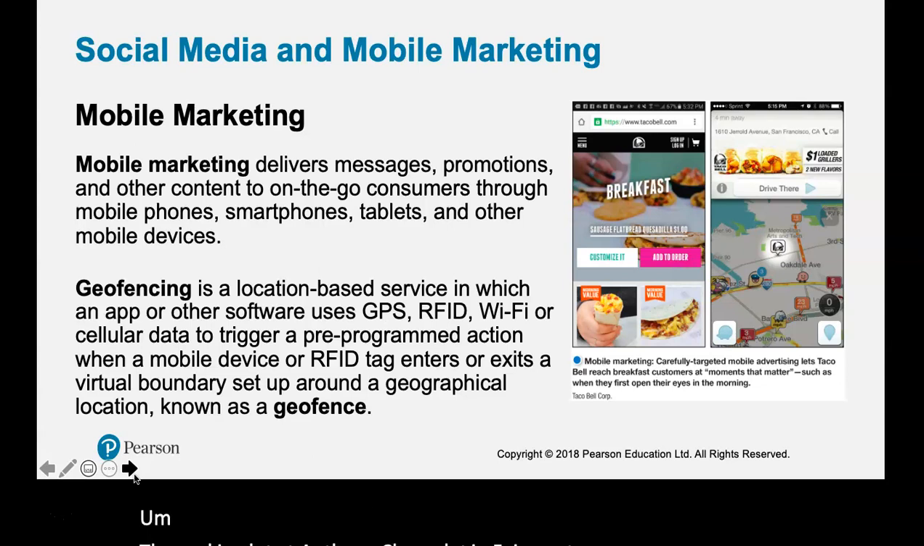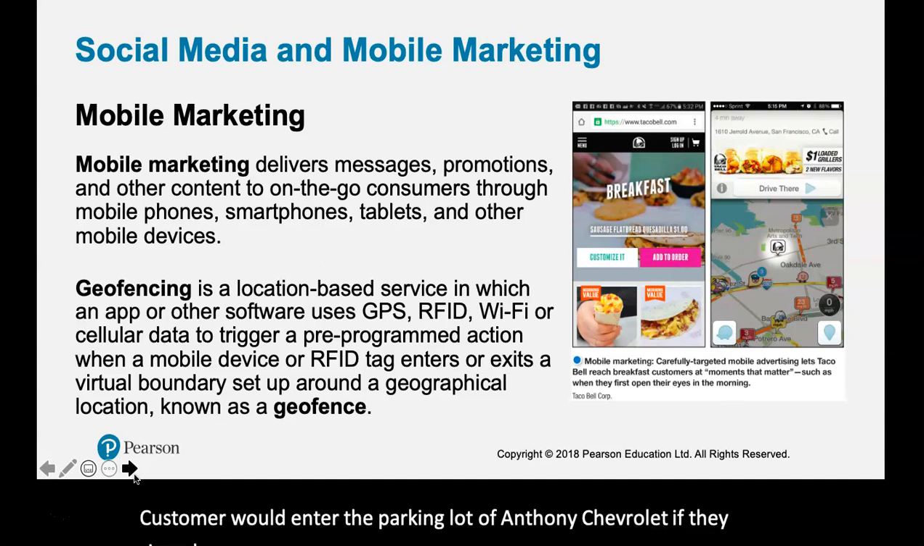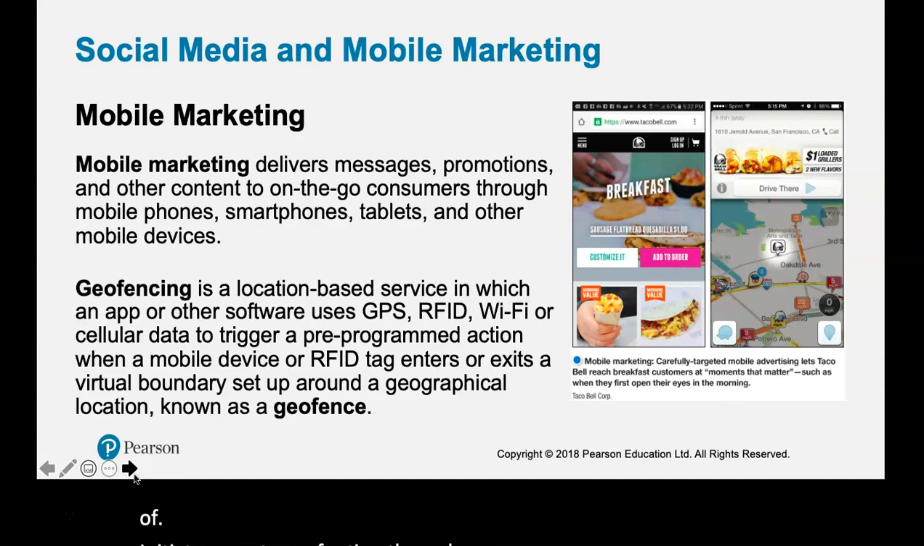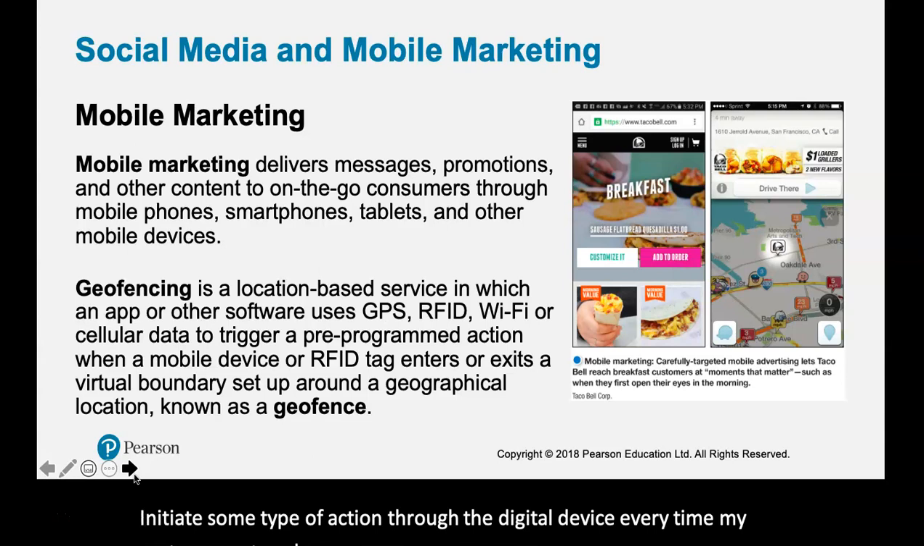And every time a customer would enter the parking lot of Anthony Chevrolet, if they've signed up and allowed this to happen through my social media, I could be the local Ford dealership and I could send a message or initiate some type of action through the digital device every time my customer entered my competition's area. That's called geofencing, and it's very popular, and it's something that's fairly new, but it's increasing in popularity.